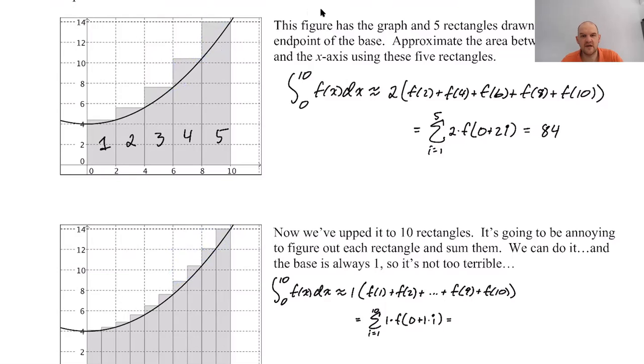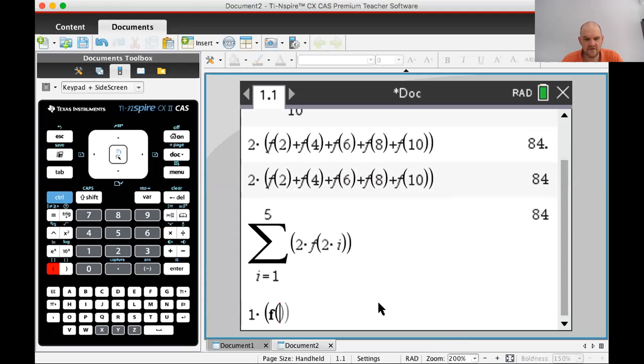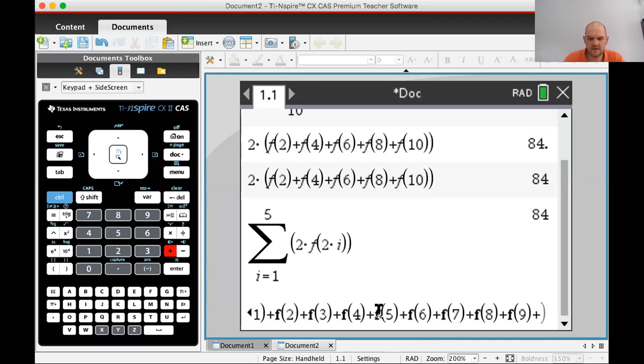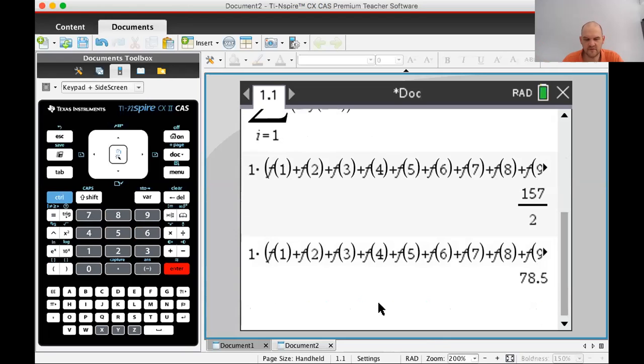So let's go back to the calculator. And I guess I'll do, all right, 1 times f of 1 plus f of 2 plus f of 3 plus f... Boy, I wish there was a fast way to do this without using the summation. I don't know what that would be. F of 10. Enter. Okay, what? Control enter. We get that.